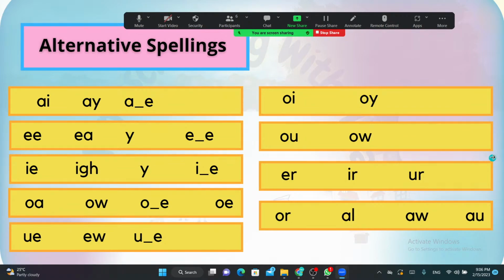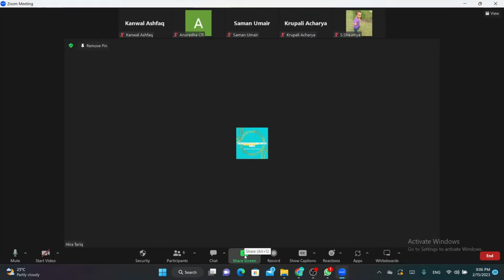Now I think we have done this. We are going to learn now the split digraph, that is the part of all the 5 vowels, right? So here is how you can teach this to your kids.